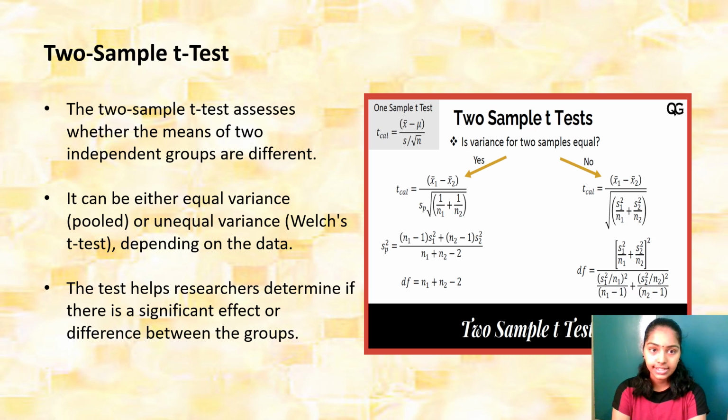Two sample t-test. The two sample t-test assesses whether the means of two independent groups are different. It can be either equal variance or unequal variance depending on the data. The test helps researchers to determine if there is a significant effect or difference between the groups.